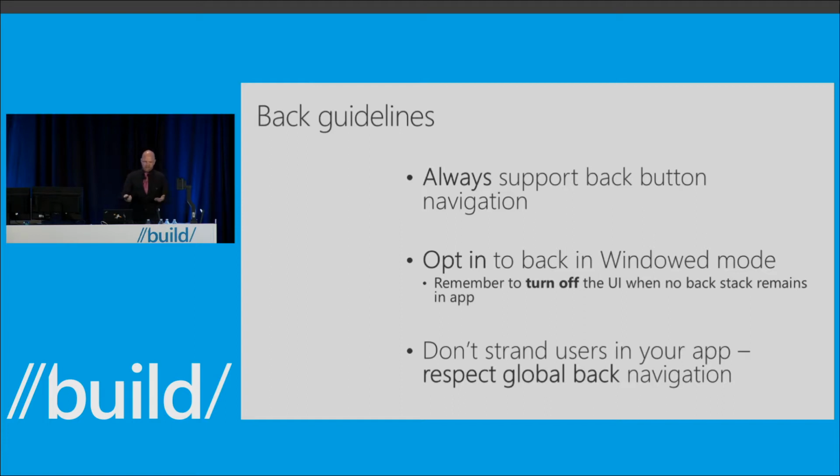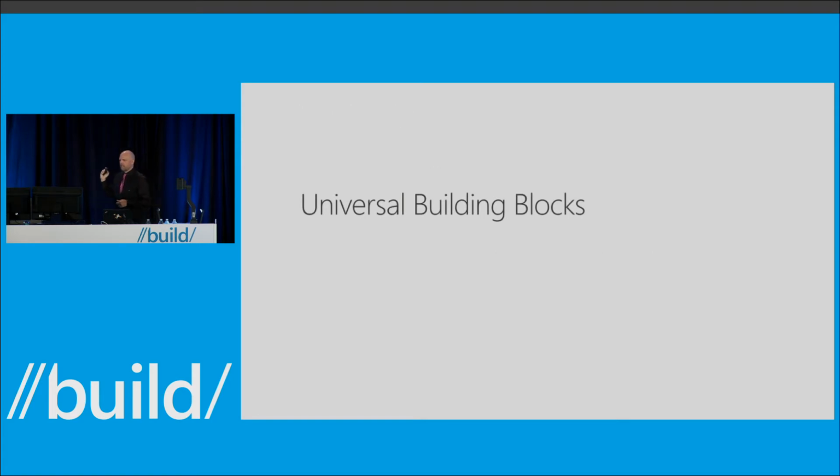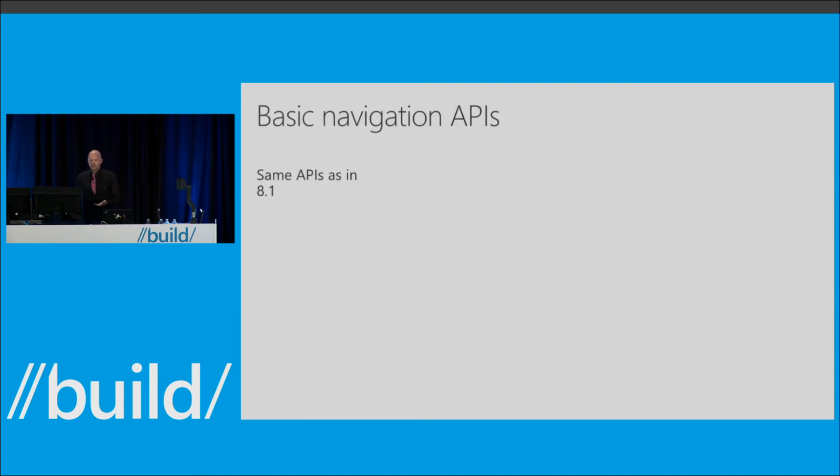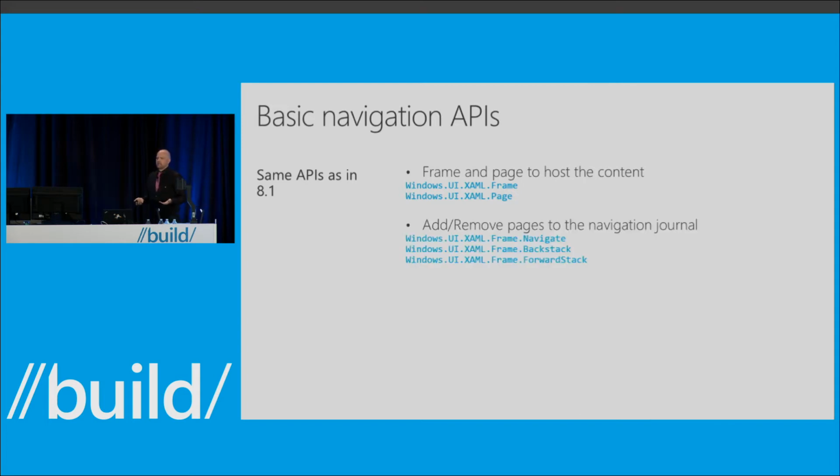So we touched on windowing, on back, on how the user navigates inside your app. And I'm just going to quickly run through a couple of the universal building blocks that build up the navigation model. Not going to spend much time on these. We have the same frame and page controllers as we did in 8.1. We have the same navigation API for navigating to new pages inside your app. The same backstack you can inspect, the same forward stack you can inspect as well, and of course add pages to as you move along or remove pages from the backstack as you navigate back and forth.